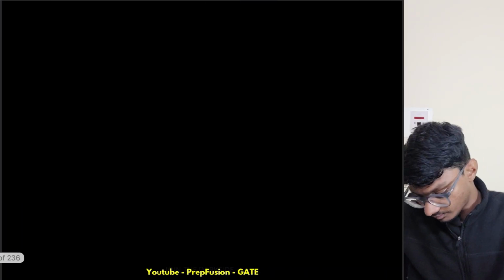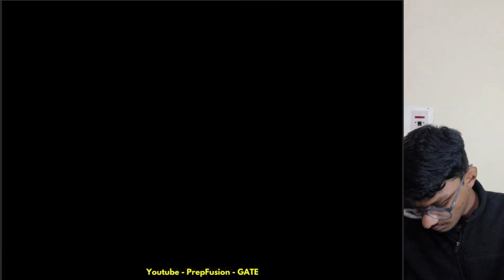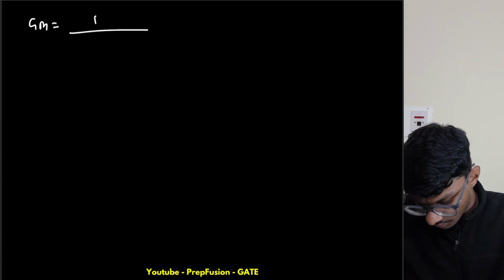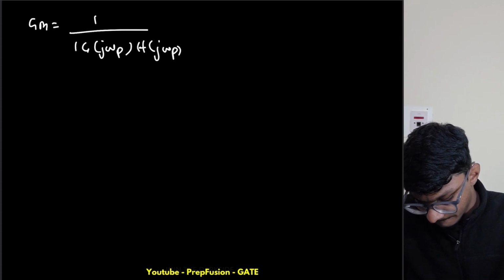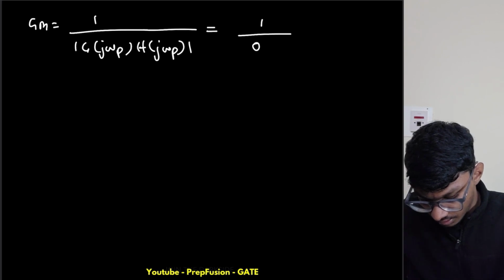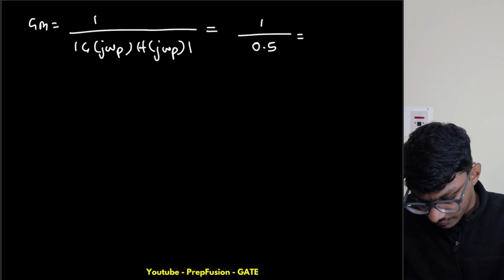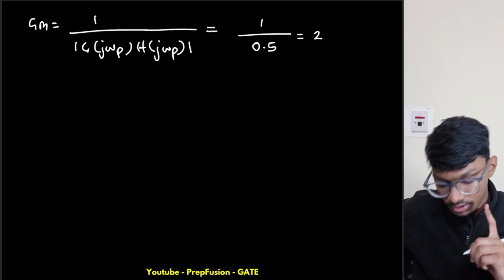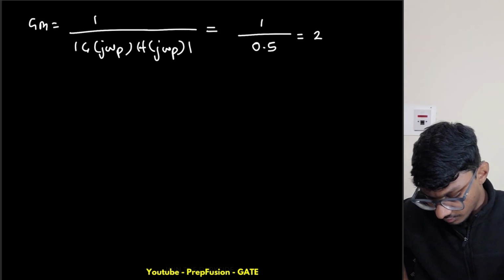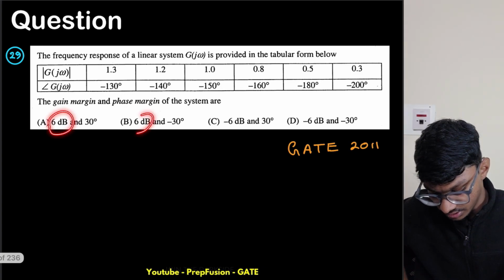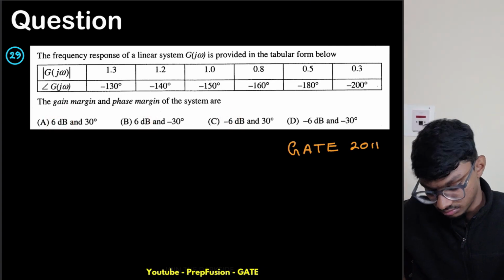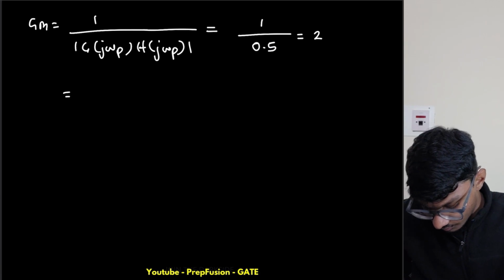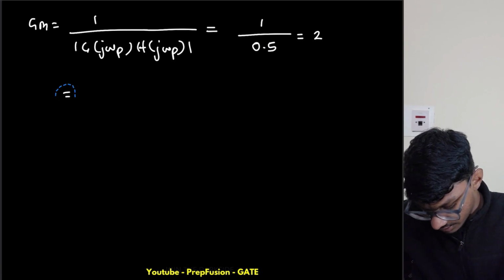So gain margin is 1 divided by the magnitude of G of omega p into H of omega p, so it is 1 divided by 0.5, which equals 2. Now you have to find it in dBs because the options are present in dBs itself, not in normal units. So GM in dBs.